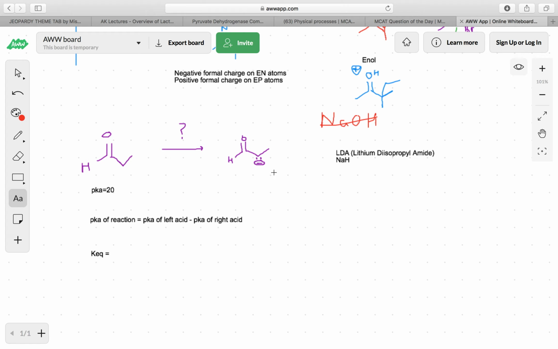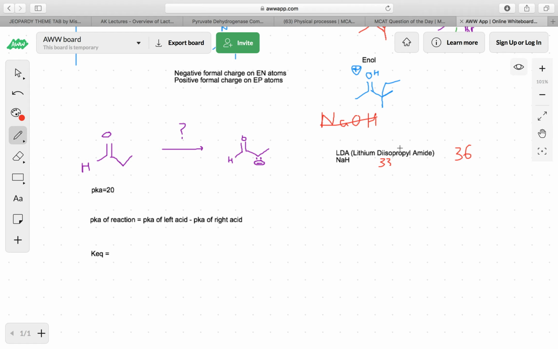The reason why is because if you look at LDA, the pKa is about 36, and the pKa for NaH is about 33. So that means that if it's a high pKa, it's a very weak acid, and because of that, it's a strong base. So we know the strong base is able to compensate for this. So let's give this a try.